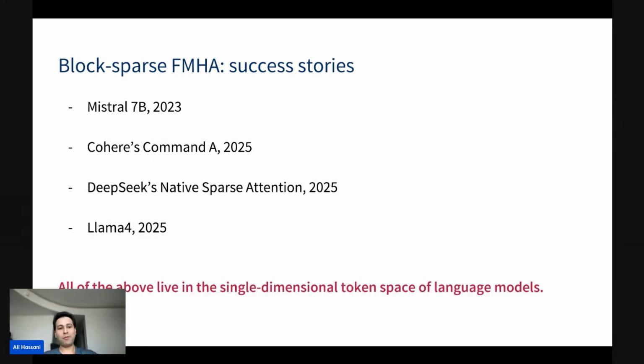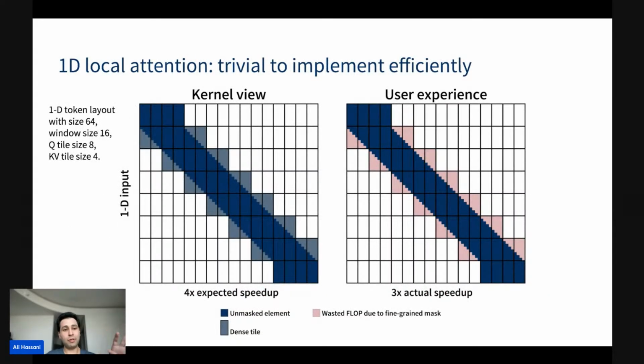But the thing that all of these share is that they still live in that single dimensional token space of language models, meaning you only have query sequence length, KV sequence length, everything's an integer, everybody's happy. But then when you step into multiple dimensions, it's going to change.